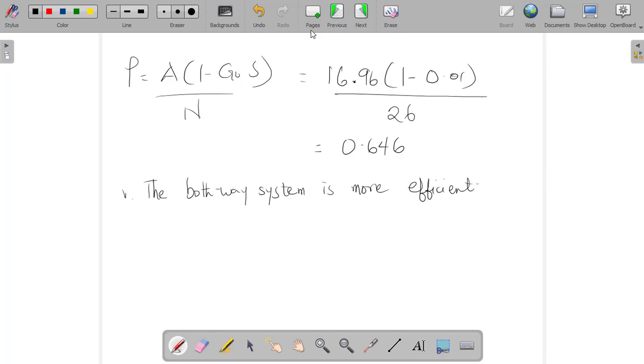So we found the supported traffic for both instances, and then we used that to find our trunk occupancies for the two systems, and clearly we can see that the both-way system is more efficient. So let's go to the next question.